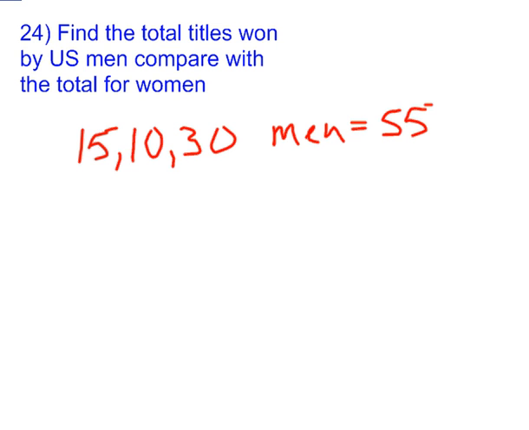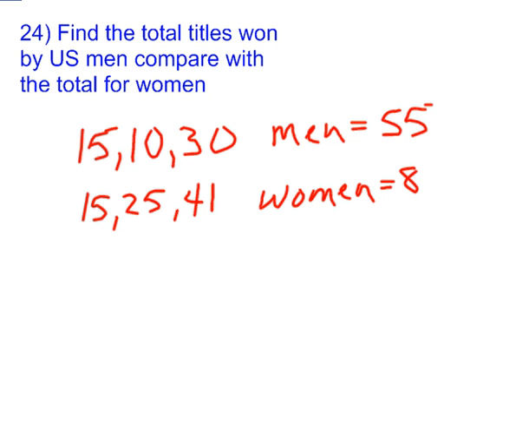And now go back to the chart for women, and we'd have 15. And in the French Open, the women had 25. And in Wimbledon, the women had 41. And so we'd add these together, and we get 25 and 15 is 40, plus 41 is 81.